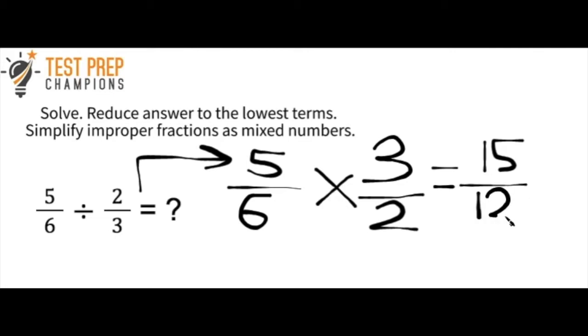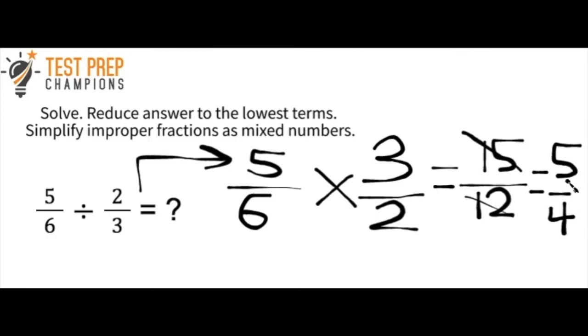And now I could reduce this right now, or I could wait, but I'm just going to reduce it right now. So for 15 and 12, I want to think, what's a number that I can divide both the top and the bottom number of the fraction by? What about 3? If I do 15 divided by 3, that's going to give me what? 5. And if I do 12 divided by 3, I get 4.